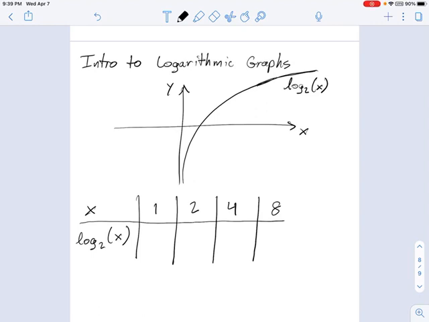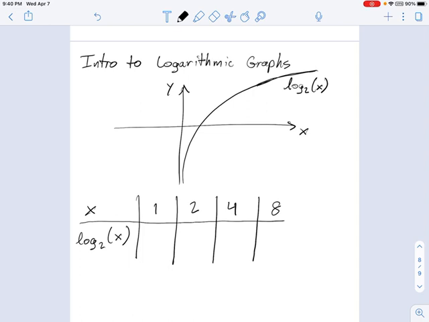Okay, this one will be really quick. I'm just introducing the idea of what is a logarithmic graph? How do we start going about making graphs of logarithms? And you'll see what I have here is a graph of log base 2 of x. And eventually we'll learn how to make these things ourselves. But just for starters, I'm going to use the graph as we're going through this table.